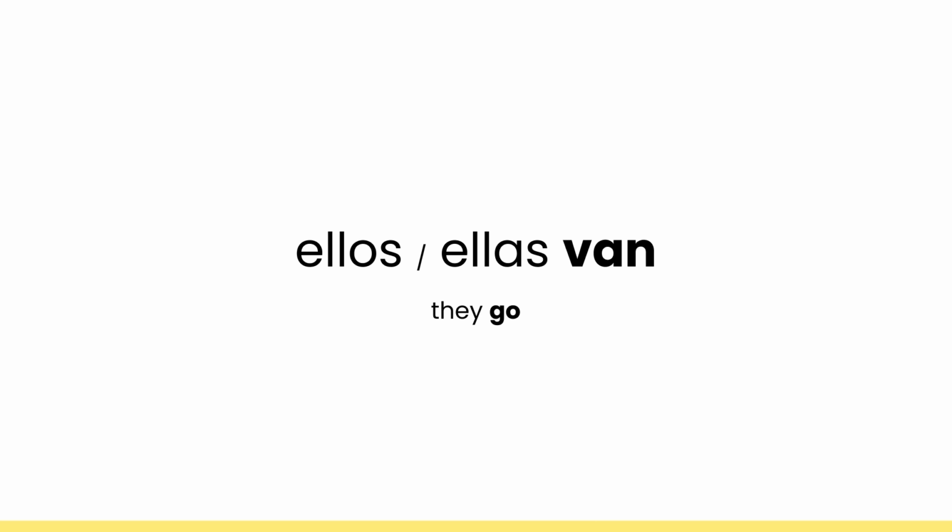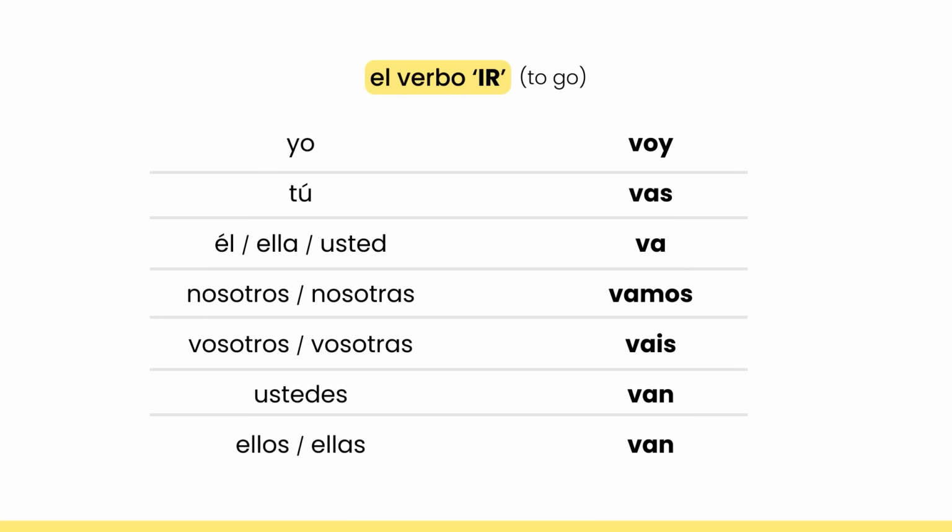Alright, then the last conjugation, ellos or ellas van. They go. Ellos van. Ellas van. And as you can see, the conjugation for ustedes and ellos, ellas is always the same. I already explained this in a separate lesson, but I like to learn these individually. So that's why I put these separately from each other. So ellos, ellas van.